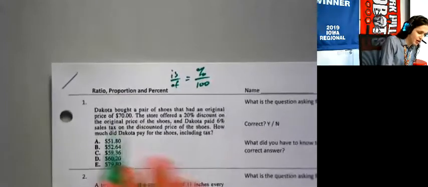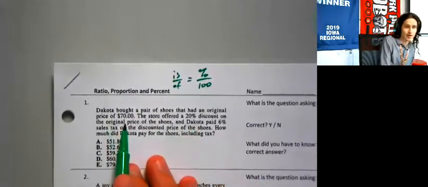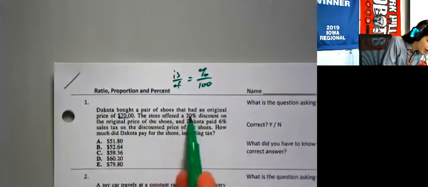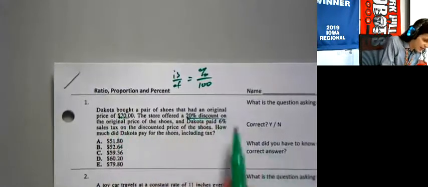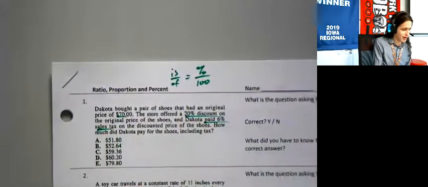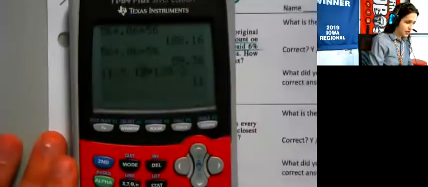So Dakota bought a pair of shoes, had an original price of 70 bucks. You're going to get these sales tax problems. The store offered a 20% discount. And then we paid a 6% sales tax on the discounted price. How much did we pay? How am I going to do this in reality? I'm going to do this quickly in my calculator. You need to take a look at how this might be done on the calculator.